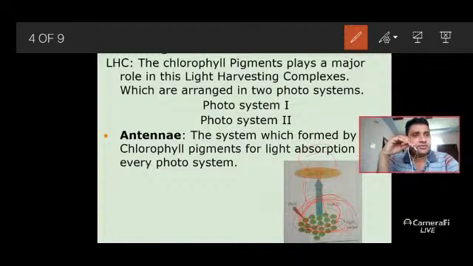from the sun. So I already told you in the light reaction, the first step is absorbing the light. So how is the light absorbed? There is a special system, light harvesting complexes. In these light harvesting complexes, a group of chlorophyll pigments are together formed as an antenna system which absorbs the light from the sun. This is called antennae.